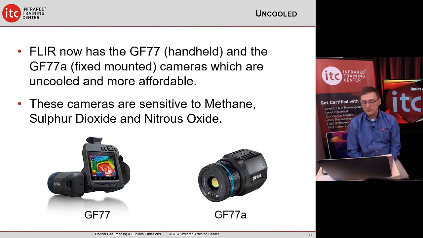And they've recently released the GF77A, which is basically the imaging part of that without the display. And that would be for fixed mounting. You want to look at a compressor station, you want to look at a compressor and get an alarm if there's a leak. And so these are more affordable options. They're not quite as sensitive as the cooled cameras because of the different technology, but they work very well. And those cameras are sensitive to methane, sulfur dioxide, and nitrous oxide.